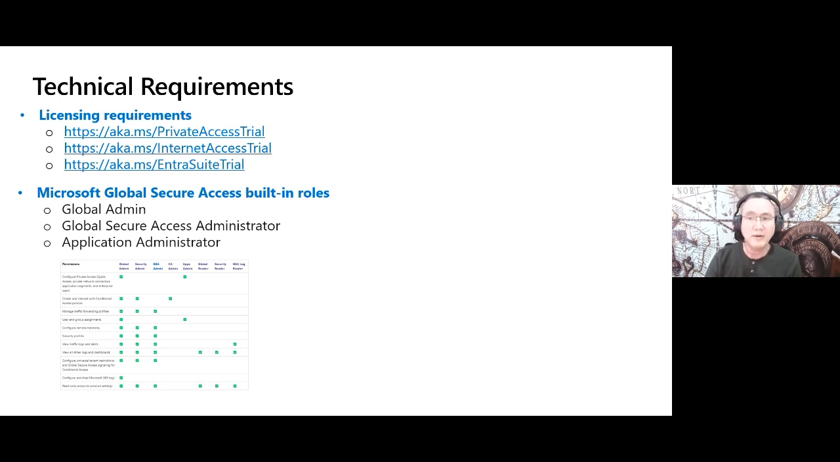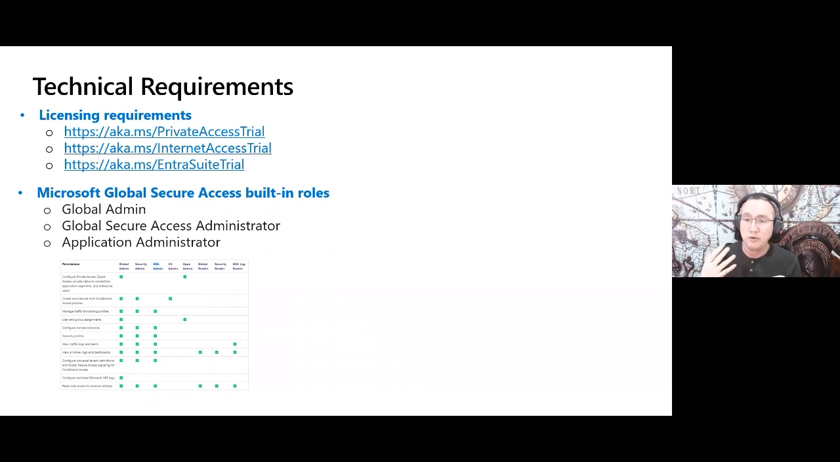The first one is the global admin. Global admin, we needed to enable the tenant, right? And to register the connector. We are going to talk a little bit more in a minute about the connector, but at least for these two main steps during the initial configuration, you need the global admin.